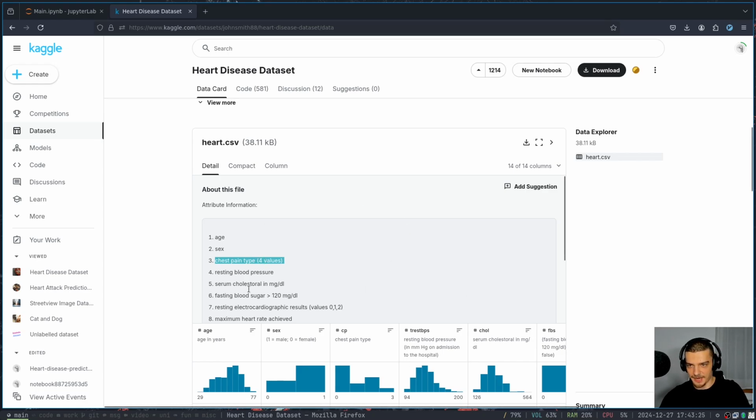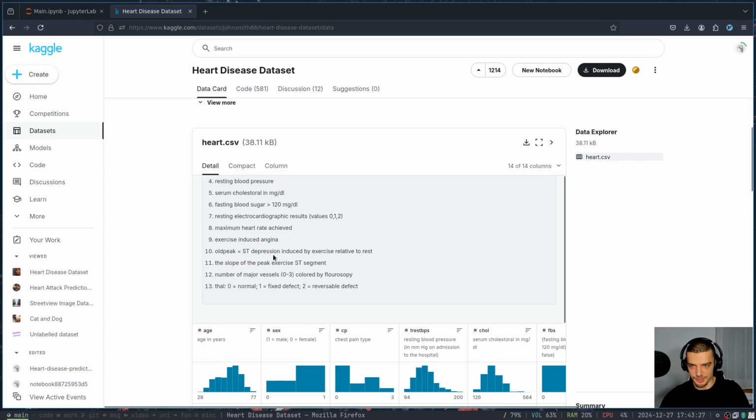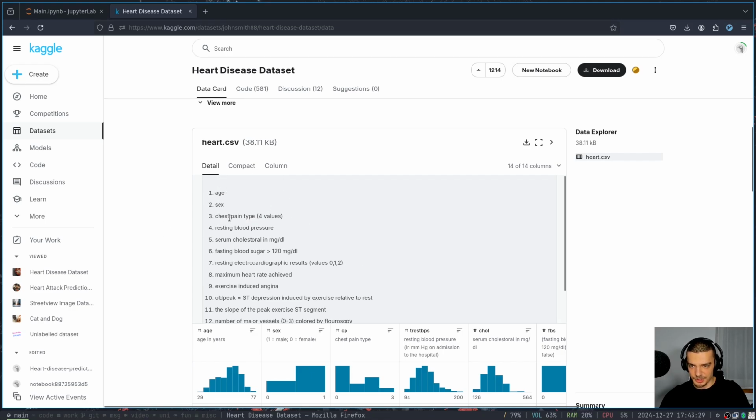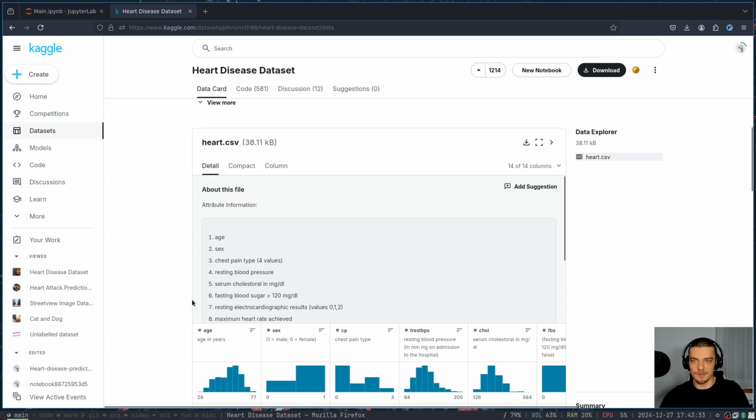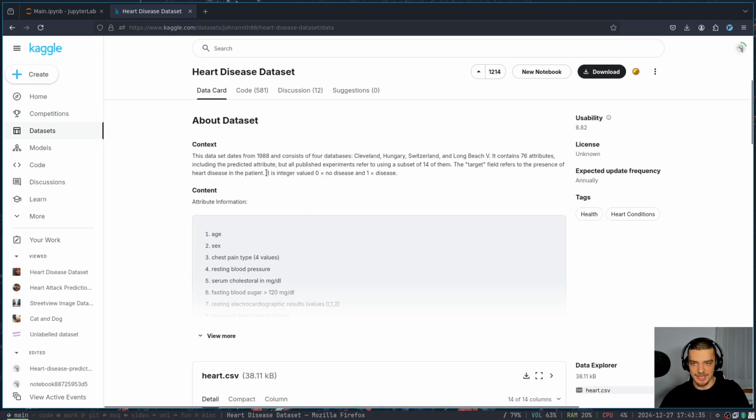So you can see we have a bunch of features here that are quite interesting: chest pain type, blood pressure, maximum heart rate, and so on. And then we also have this target, which is a binary feature, basically, or a binary target, 0 for no disease and 1 for disease. And this is what we're trying to predict here. So that is our classification task, so to say.